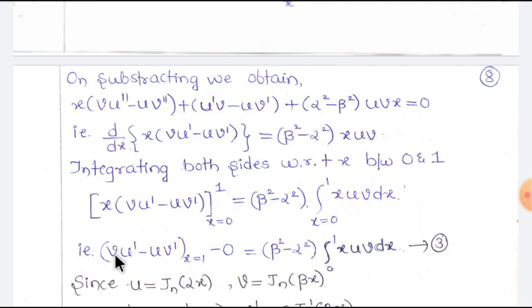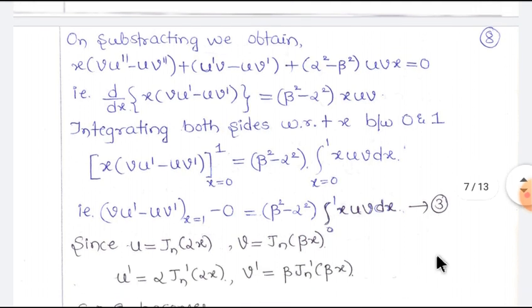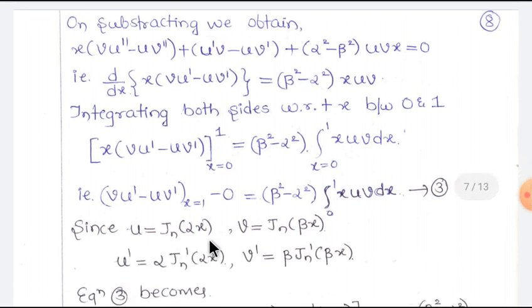So v into u dash minus u into v dash at x is equal to 1. Second term, if x is 0, 0 into any term becomes 0. So the second term becomes 0, which is equal to the RHS value as it is; call it equation 3. We already have the values of u and v. u is Jn of alpha x and v is Jn of beta x.